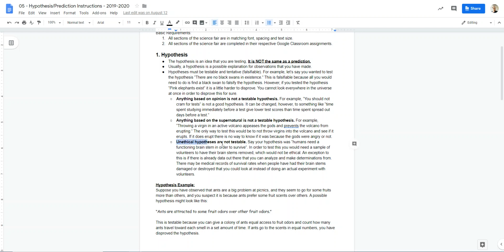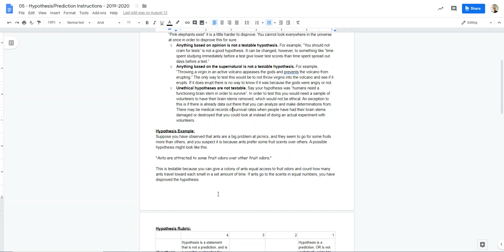And then, of course, anything that is unethical. So if your hypothesis was that humans need a functioning brainstem in order to survive, well, that's a testable hypothesis. We could take humans and remove their brainstem and see if they survive. But that's clearly not ethical to complete. So those are the 3 bad categories.